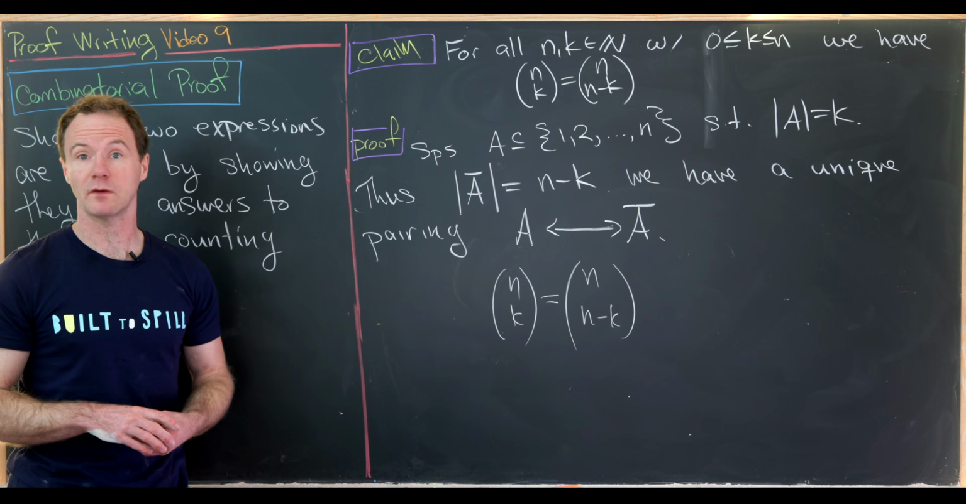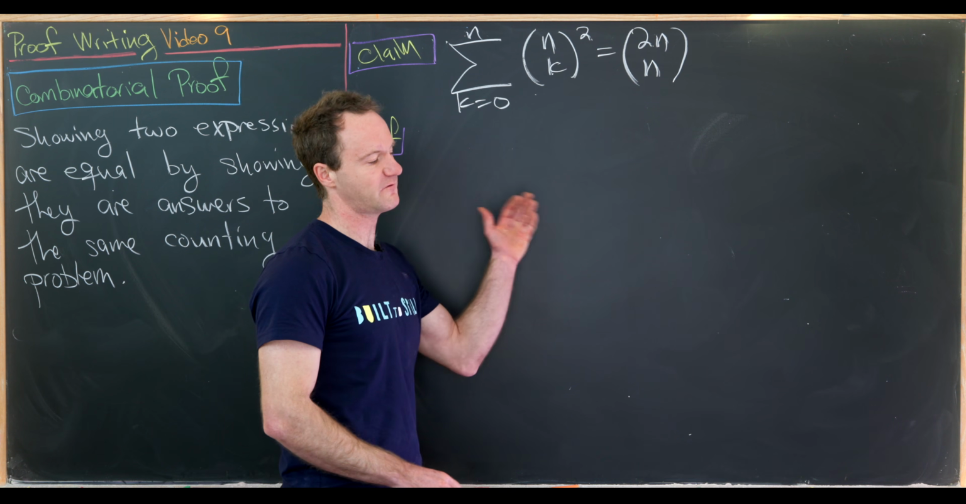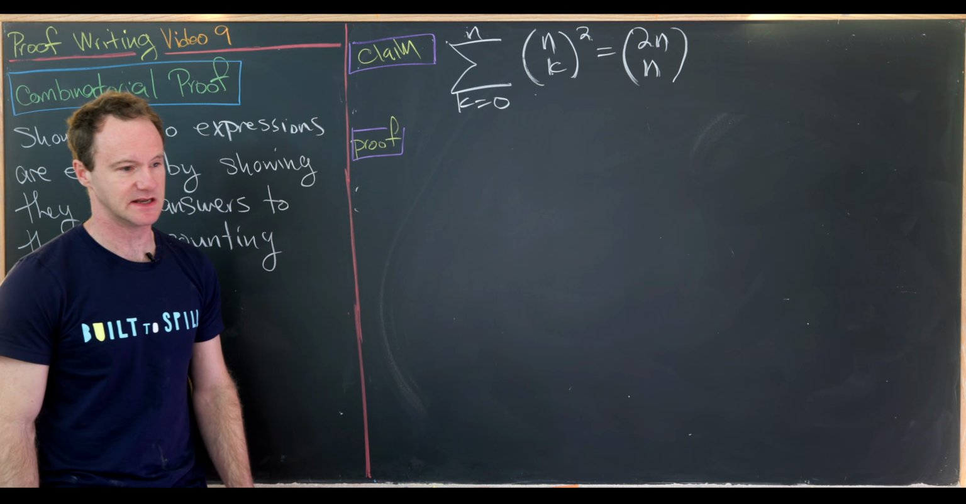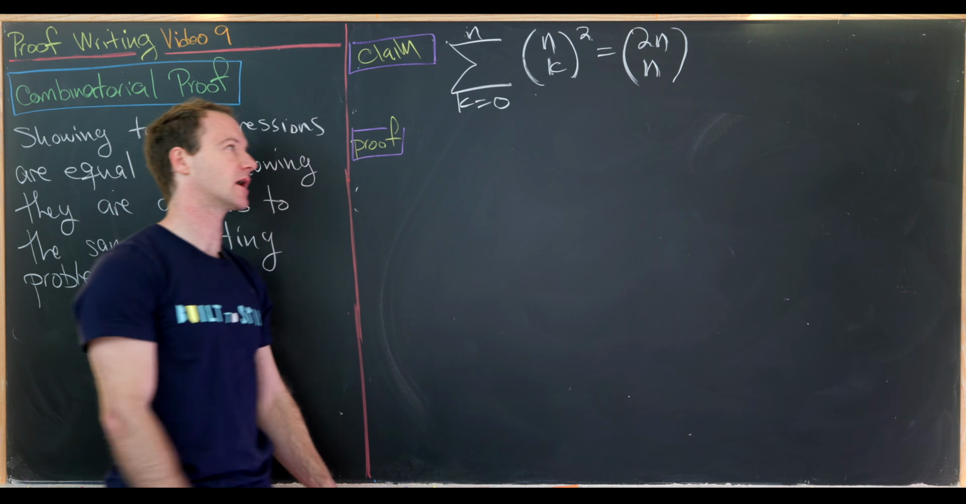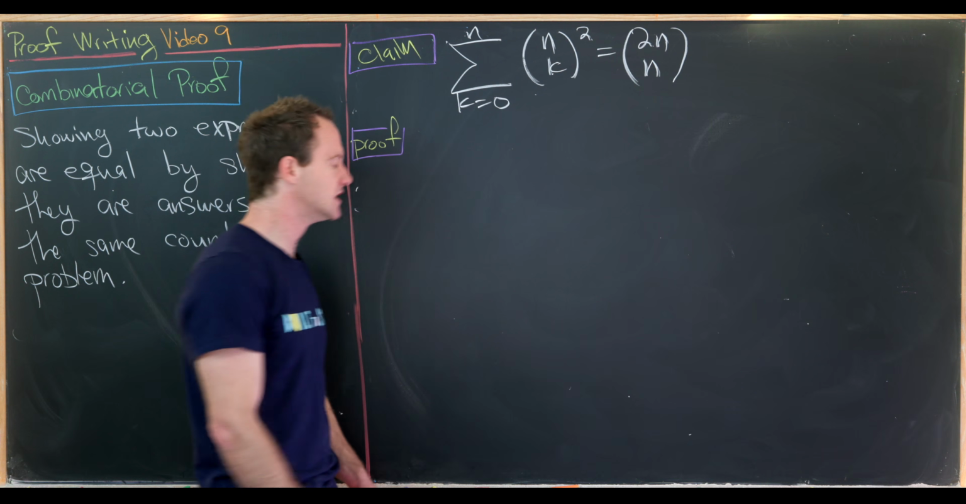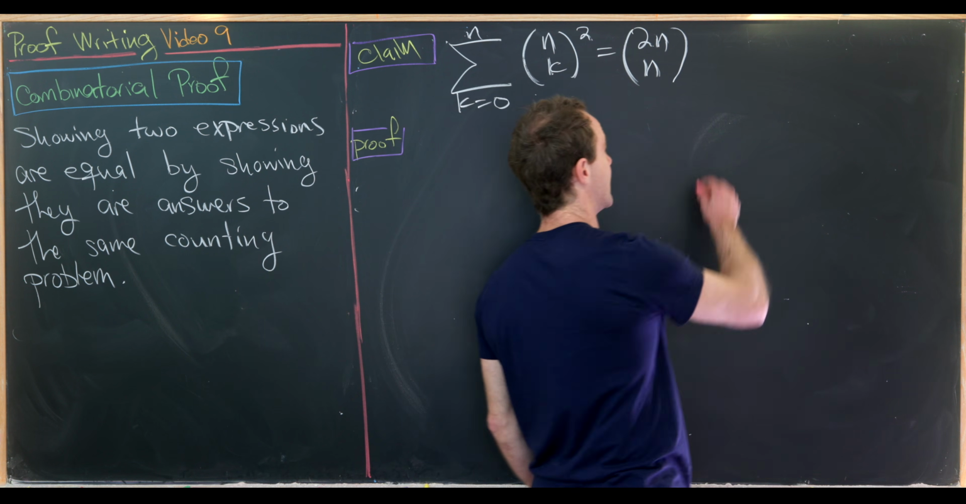Okay, we're going to do one more. So for our final example, we'll look at a nice combinatorial proof of a fairly famous sum identity. And that says the sum as k goes from 0 to n of n choose k squared is 2n choose n. Sometimes this is known as a central binomial coefficient, just by the way.